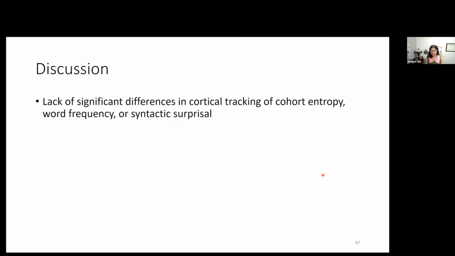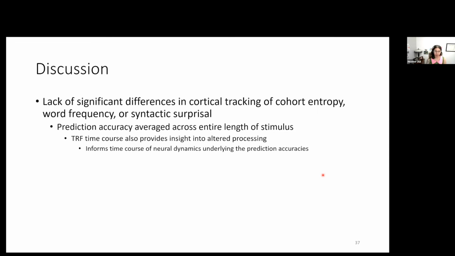Now, given the lack of significant differences in any of these linguistic models for cortical tracking, there are a couple of things we're doing now that are a more nuanced approach to interpreting these data. So one, prediction accuracy is averaged across the entire length of the stimulus, but the temporal response function is giving us this time course information. And so we are imagining a situation where the TRF time course is going to provide a more nuanced representation of the processing of the stimulus, because the TRF can inform the time course of the neural dynamics that underlie the prediction accuracies that I've presented so far.